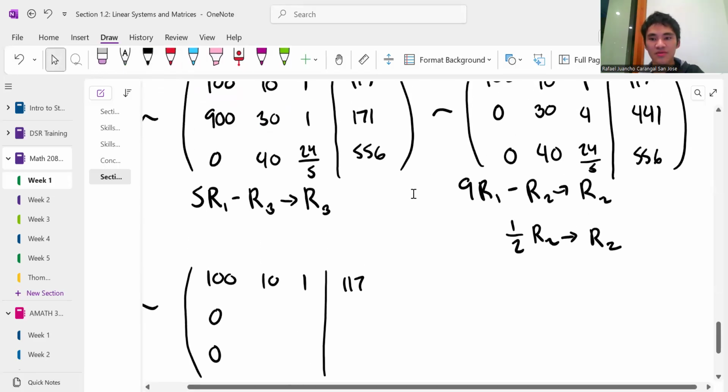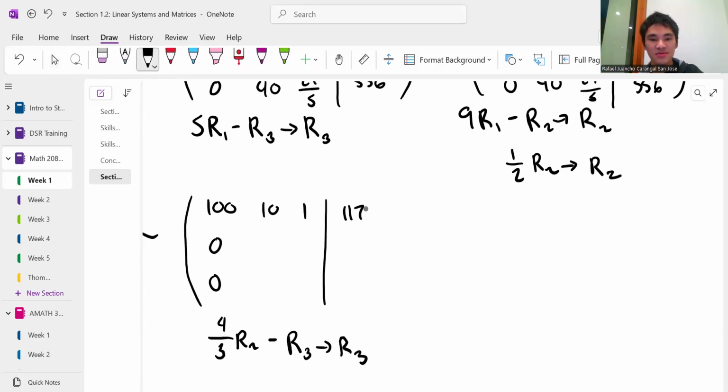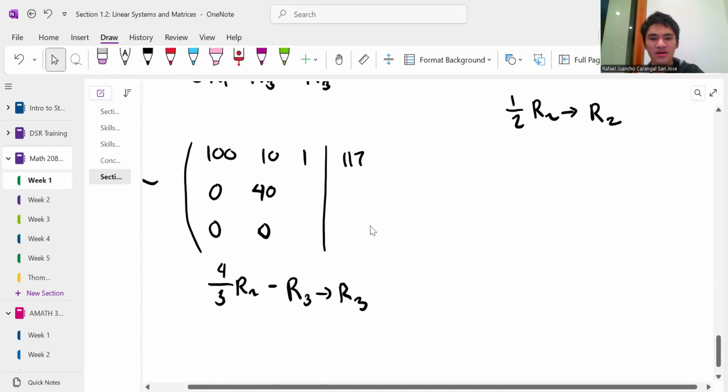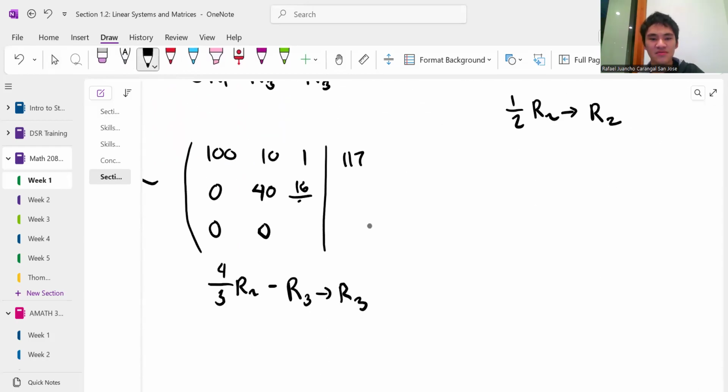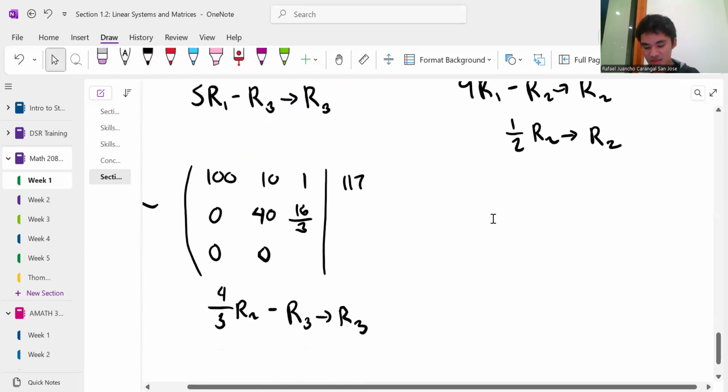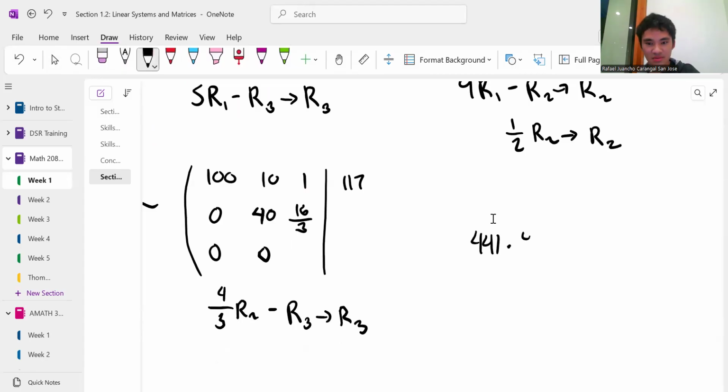Okay. And then 30 is going to become 40. So it becomes 0. This thing becomes a 40. 4 times 4/3, that's 16 over 3. 441. Can I divide it by any chance? Oh, I can. So 441 times 4/3 becomes 147. So it becomes 588.